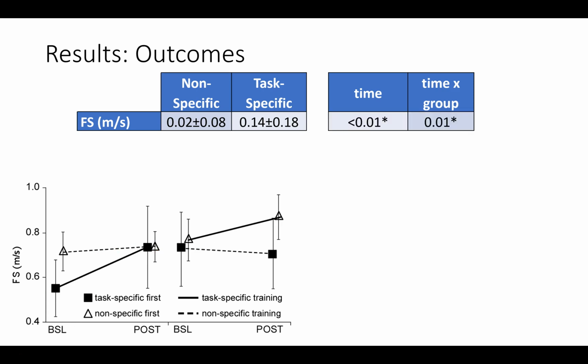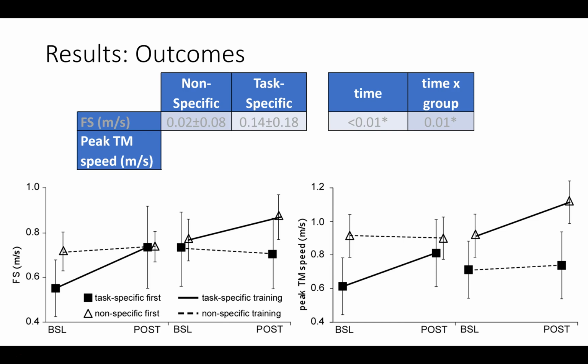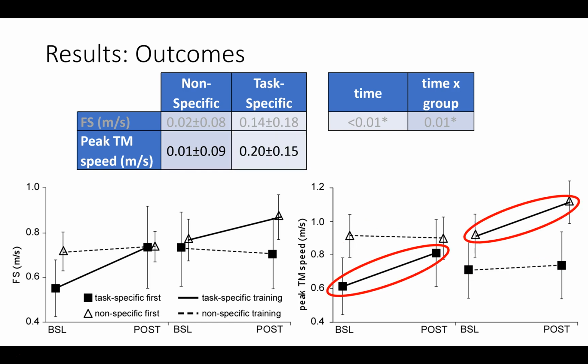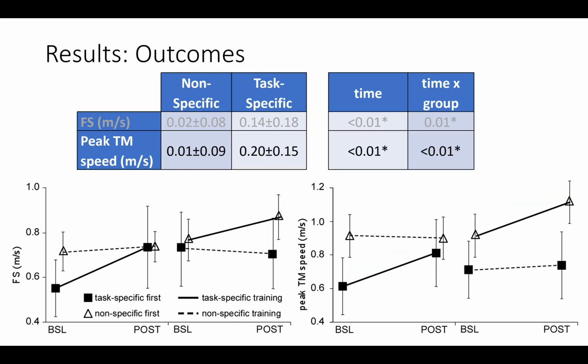What we're most interested in here is the time by group interaction, meaning that from before to after the intervention, it doesn't matter what group you're in. In this case, it does, where you get significantly greater gains in overground walking speed with participation in task-specific training. When we look at peak treadmill speed, we see very similarly next to no change in the non-specific group, large changes in the task-specific group, and significantly different between groups.